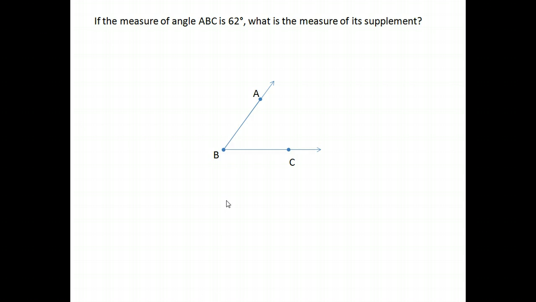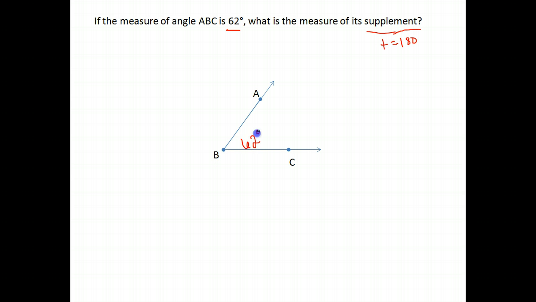Let's do some application problems that are involved in finding supplements and complements. So when you take a look at this problem, it says the measure of angle ABC is 62 degrees. What is the measure of its supplement? Now, what do you think supplement might mean, as we were talking about in this lesson in geometry? Well, remember the word supplementary means two angles that add to equal 180 degrees. So the supplement of an angle is the angle you add to it to get 180.